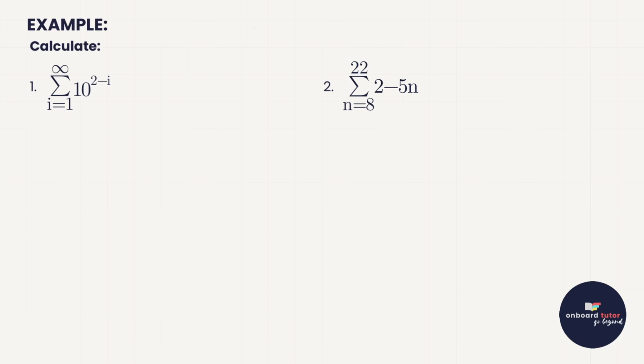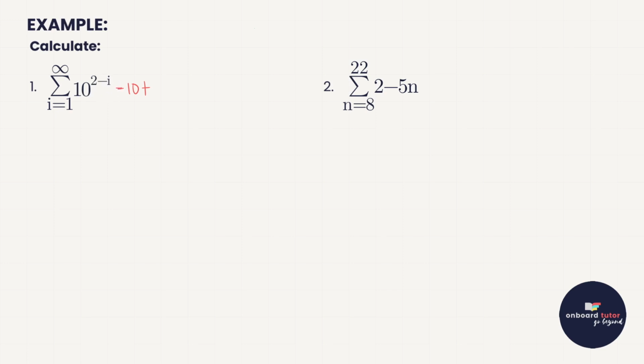Okay, in this instance, let's substitute in. So we're going to start with 1. So 10 to the power of 2 minus 1 is going to be 10 to the power of 1. So our first term there is just going to be 10 plus. Now we're going to have 10 to the power of 2 minus 2.